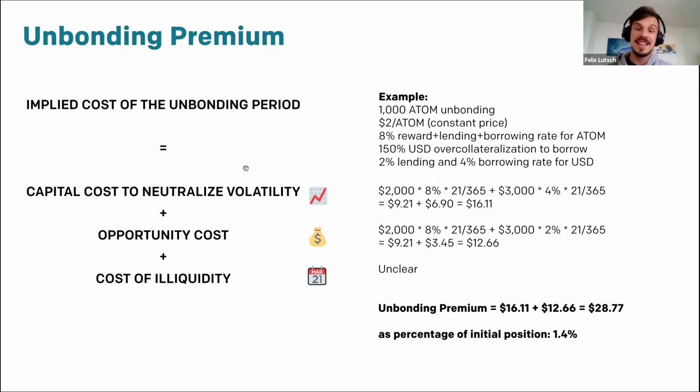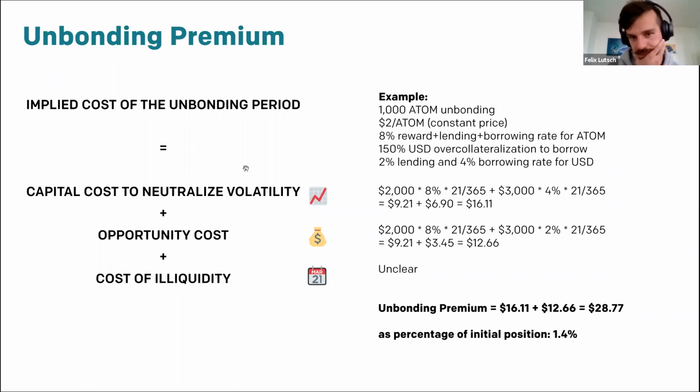So not sure exactly. We will have to see how that plays out. So for right now, we assume these 8%. Then to actually do this short position and borrow atoms from somewhere, you usually, currently in DeFi apps, have to over-collateralize the position. So here we're using like 150%. We're using USD essentially, or DAI, whatever you want, for the collateral.